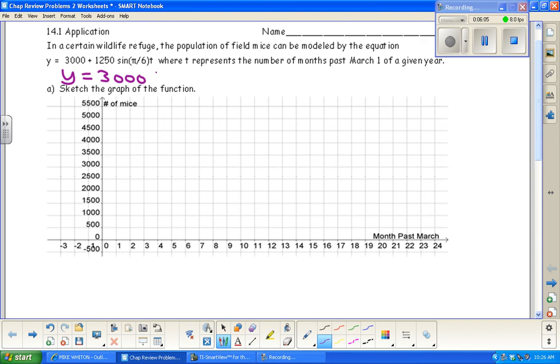I would do 3,000 plus 1250, and then when you press sine, it's going to open a parenthesis. Okay, and we're taking the sine of pi over 6 times t. So what I would do is put that pi over 6 in its own parenthesis, and then you're going to have to use the x instead of t. And make sure that x is in parentheses also, because these big parentheses are saying that's what you're taking the sine of. So it needs to be pi over 6 times x, all in parentheses. And then we already got the 3,000 at the end there.